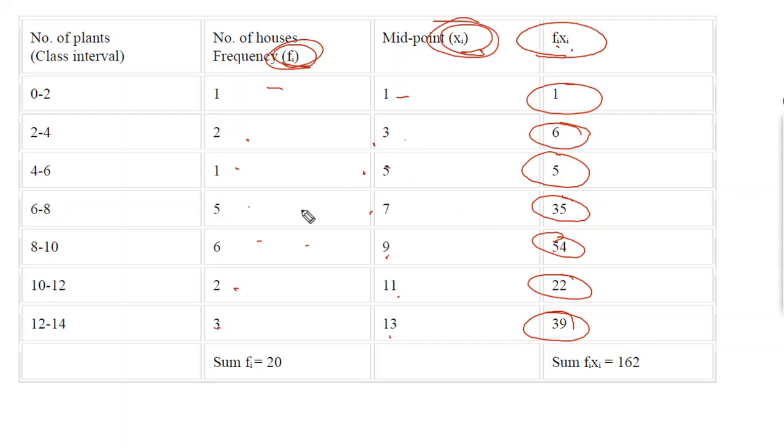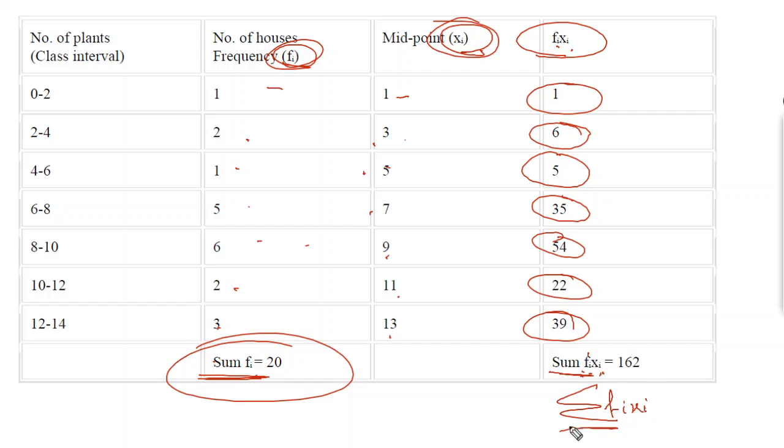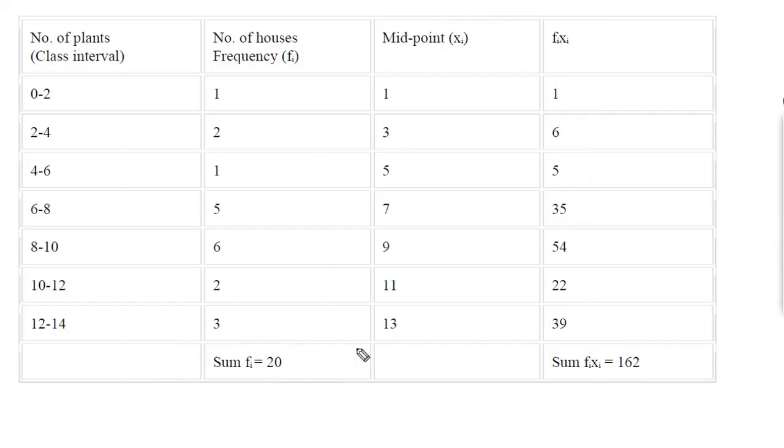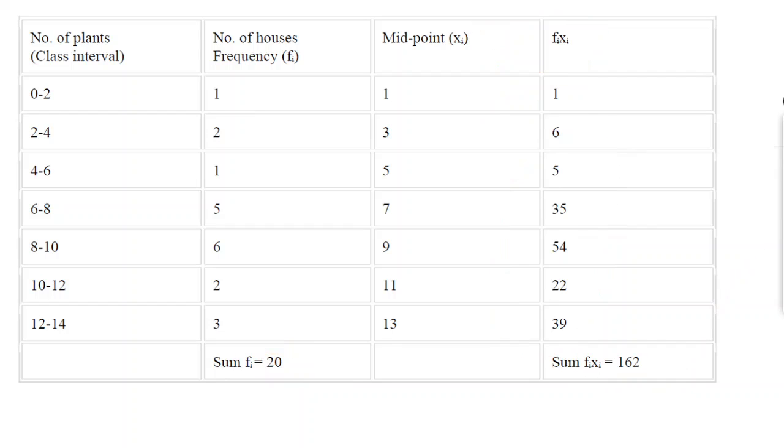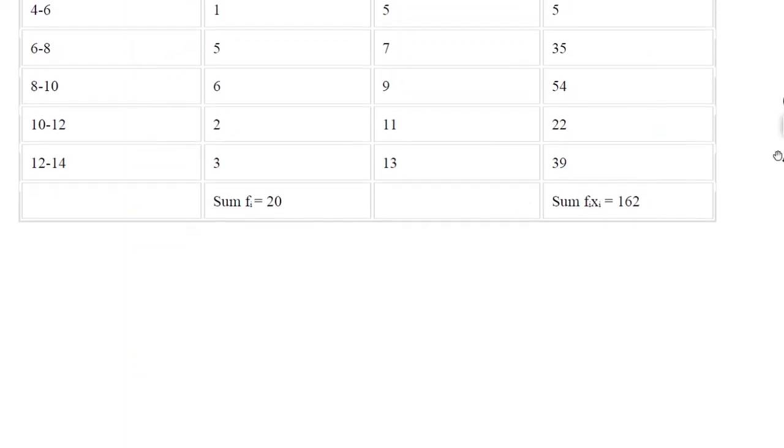Now what we have to find? We have to find sigma Fi, or sum of Fi, and sigma Fi Xi. You can write sum of Fi Xi or you can write it like this, sigma Fi Xi, whichever you like. We know that the total number of houses is 20, that is given in the question. Again, you have to add also this: 3 plus 2 plus 6 plus 5 plus 1 plus 2 plus 1 is equal to 20. Here Fi Xi we have found. We have to find the sigma Fi Xi. 1 plus 6 plus 5 plus 35 plus all of these numbers will be equal to 162.